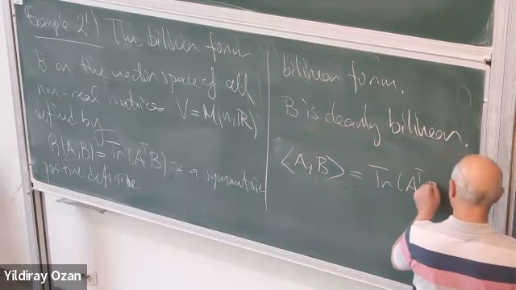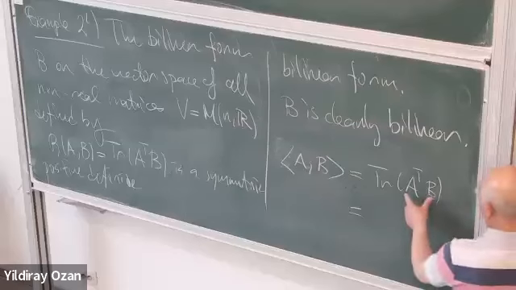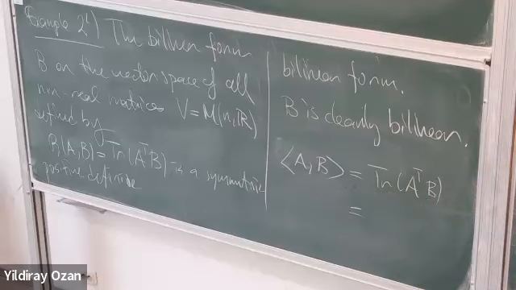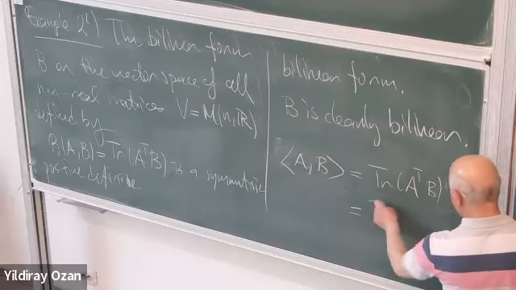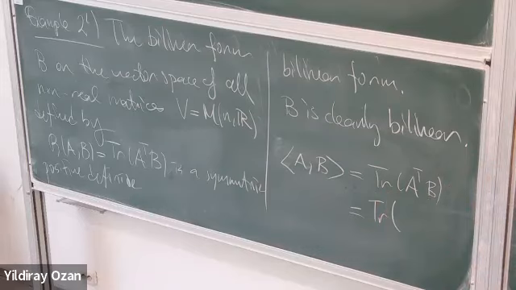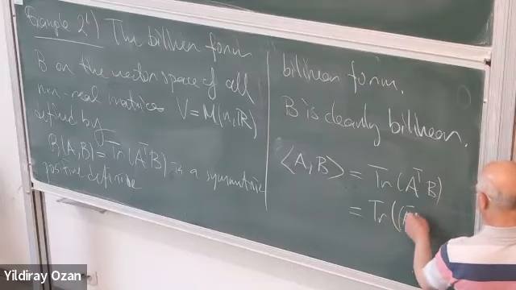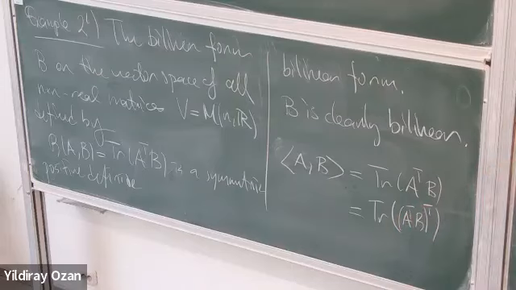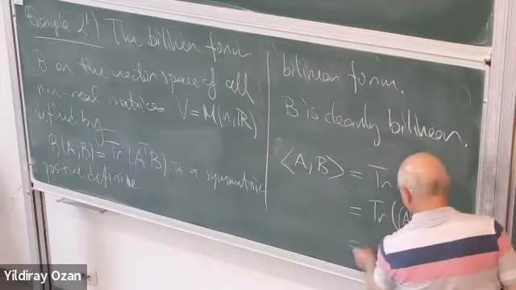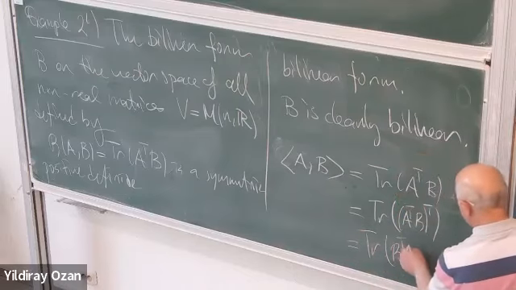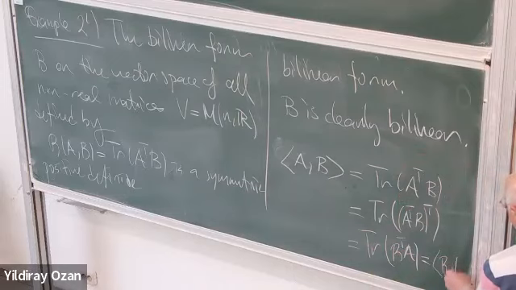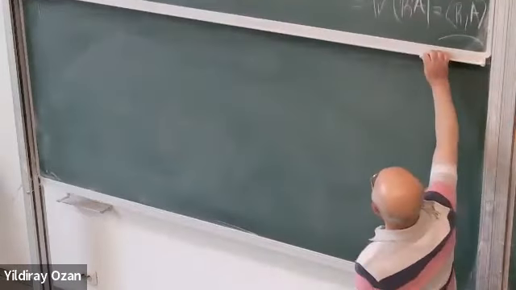Now what is this? Any matrix and its transpose have the same trace, right? Because when you take the transpose, diagonal entries don't change. So the trace of this one and its transpose have the same trace. A transpose B, transpose is B transpose A. So the inner product of A and B is the same as B and A.